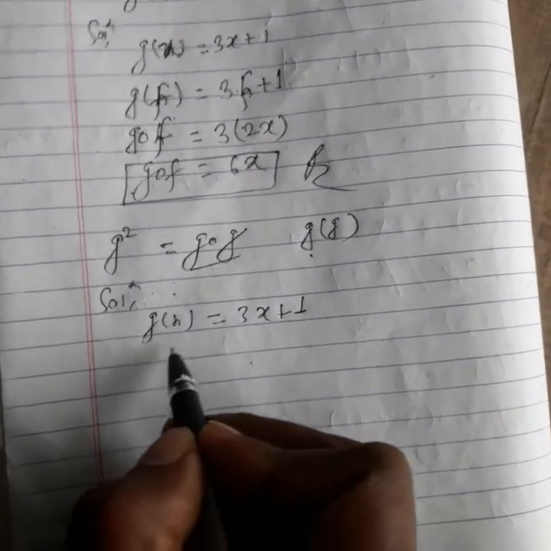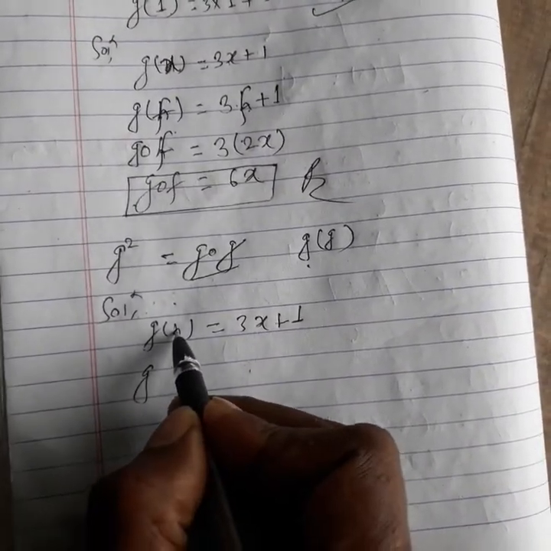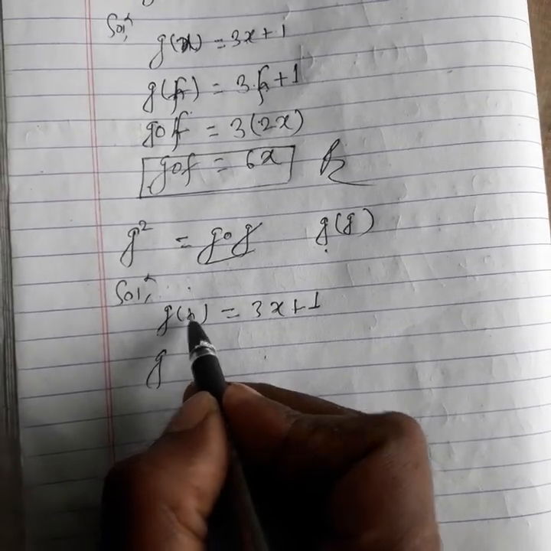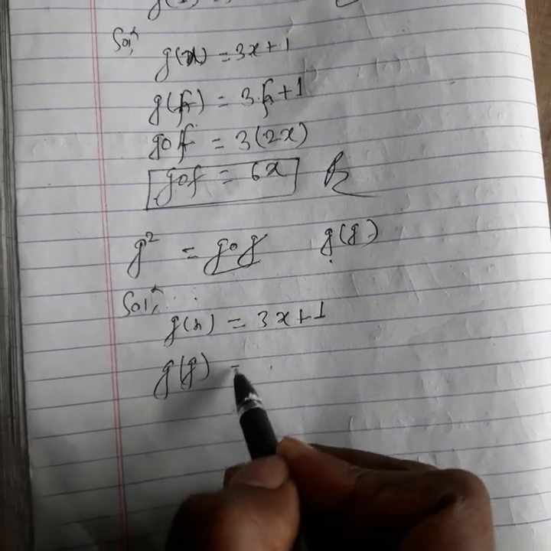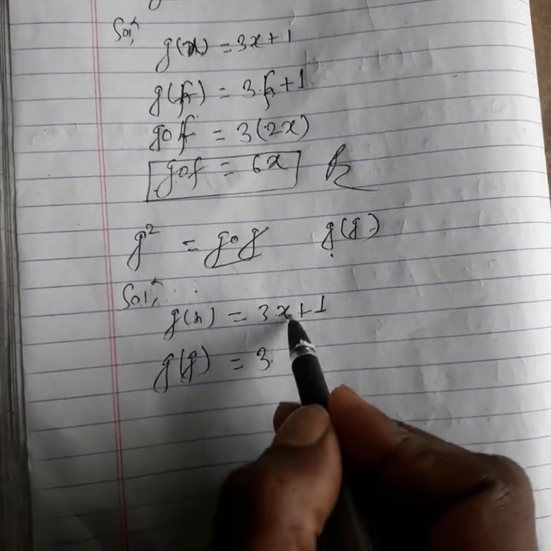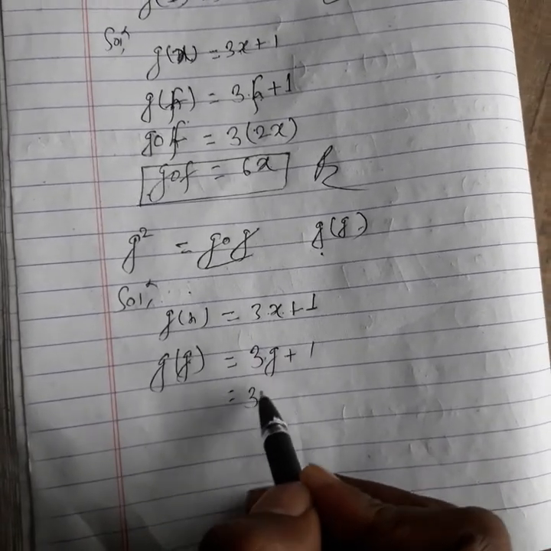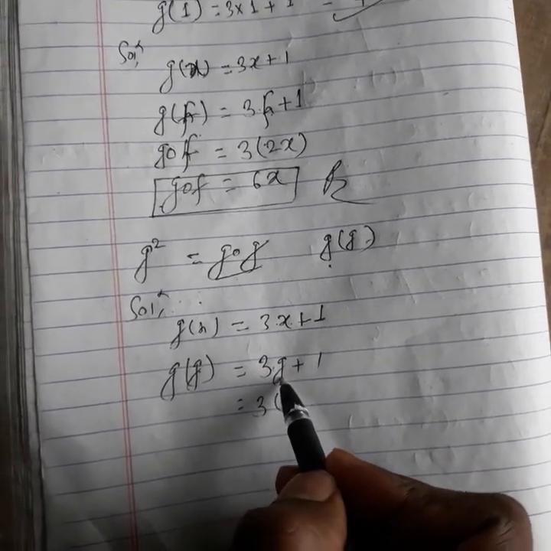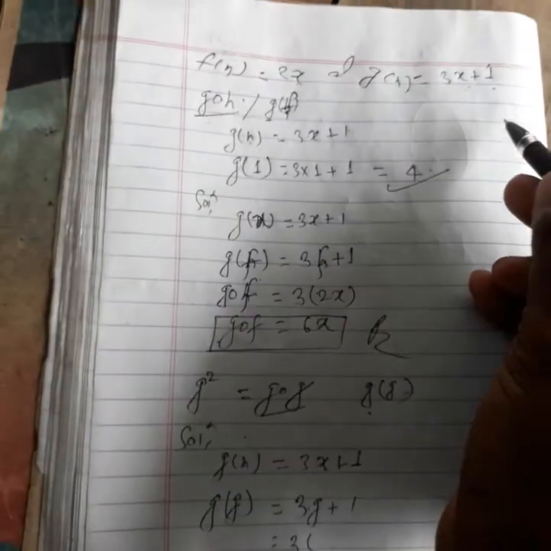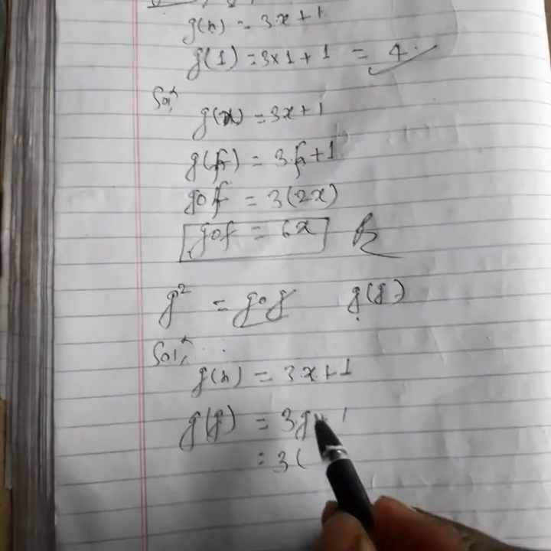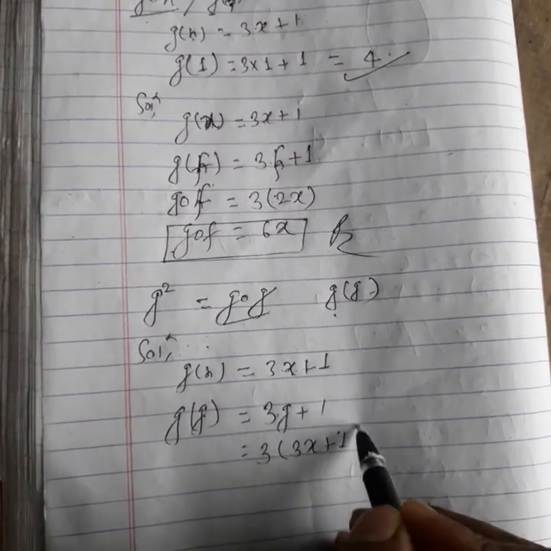And we need g instead of x. In place of x we need g, so we put g. Wherever there is x, we put g. Now what does this become? 3 and in place of g, what is the g function? It is 3x plus 1. That's why we use here 3x plus 1.